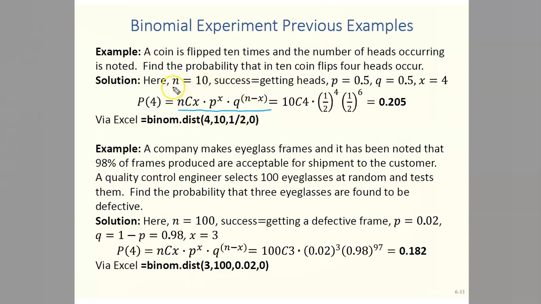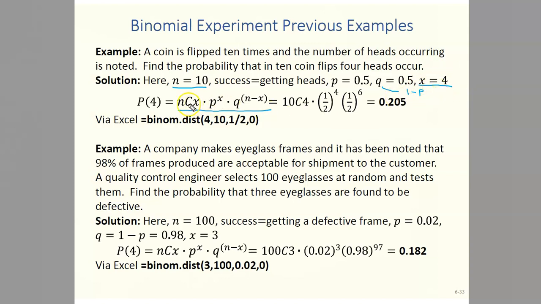So in this case, the total number of trials is 10 because we're flipping the coin 10 times. We have to decide what a success is. Well, in this case, we're going to consider a success as getting heads. Then the probability of a success in an individual trial is 1/2. The probability of failure is going to be 1/2 as well, because remember q is 1 minus p. And if p is 1/2, then q is also 1/2 in this case. And the number of successes we're looking for is 4.